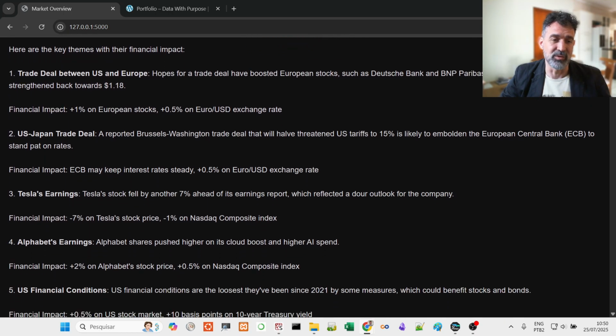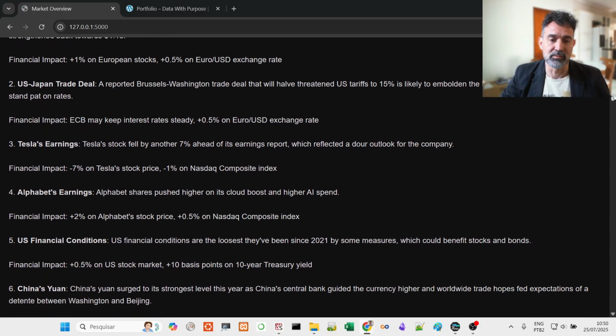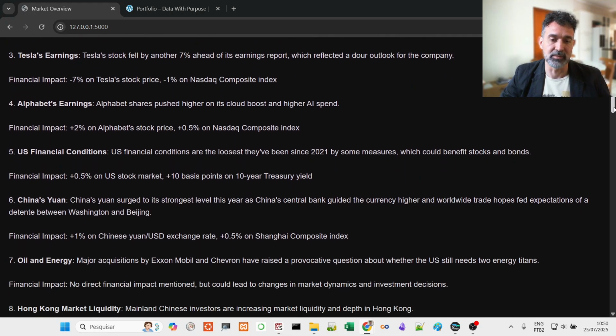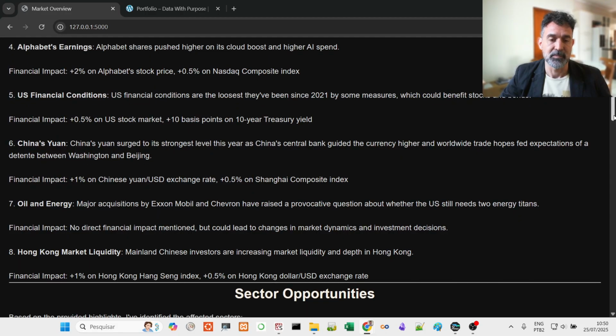Here we can see what's going on in the market. There's a way to summarize all the information so we know what's going on, and the main topics that are driving market prices.